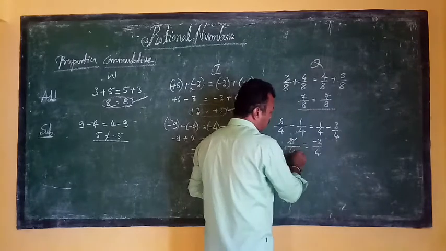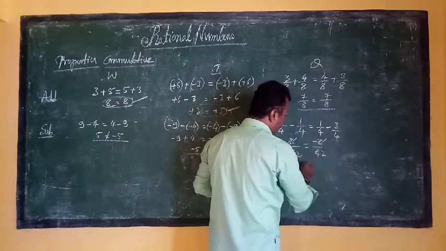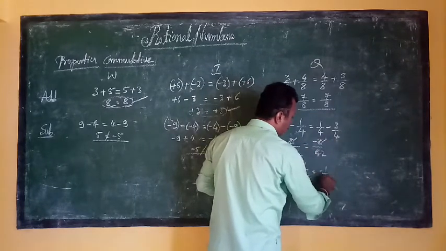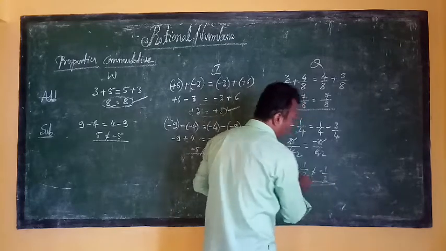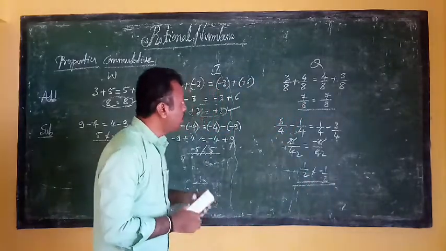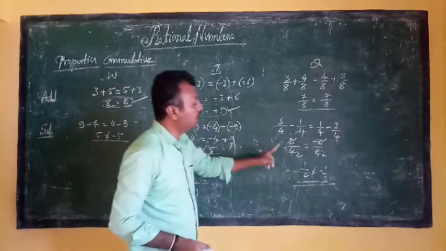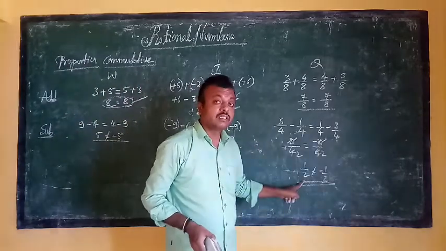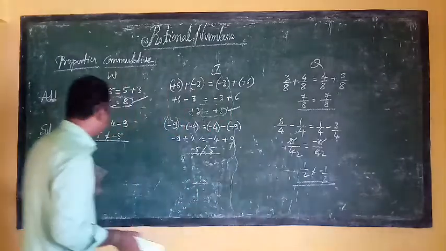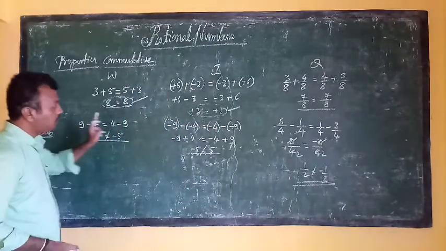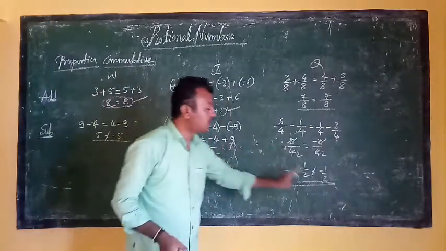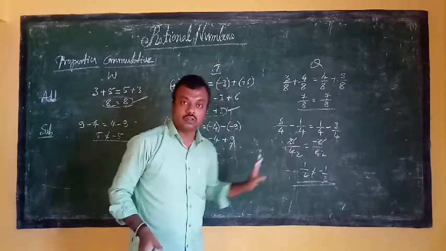So 2 1s are 2, 2 2s are 4, and on the other side 2 1s are 2, 2 2s are 4. Therefore it becomes 1 by 2 equal to minus 1 by 2. Here also not equal. Therefore, the commutative property of rational numbers does not hold under subtraction. Observe, students: whole numbers do not satisfy it, integers do not satisfy it, and rational numbers also do not satisfy it.